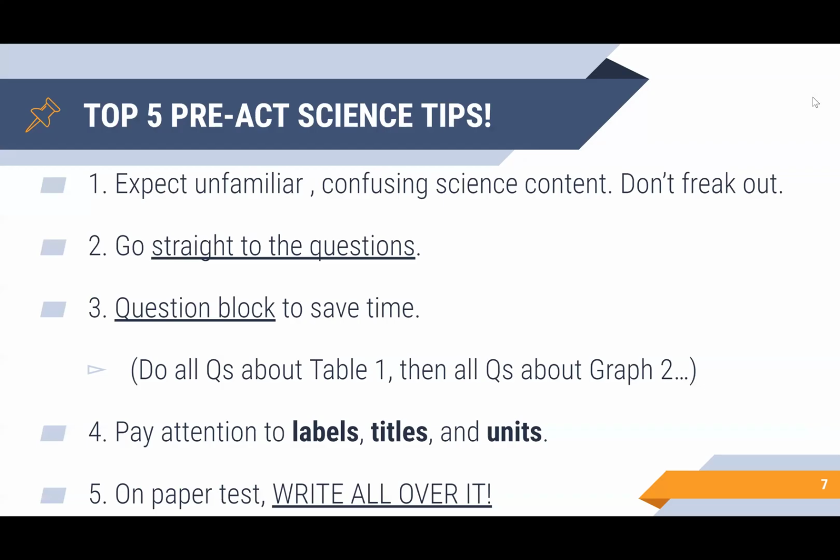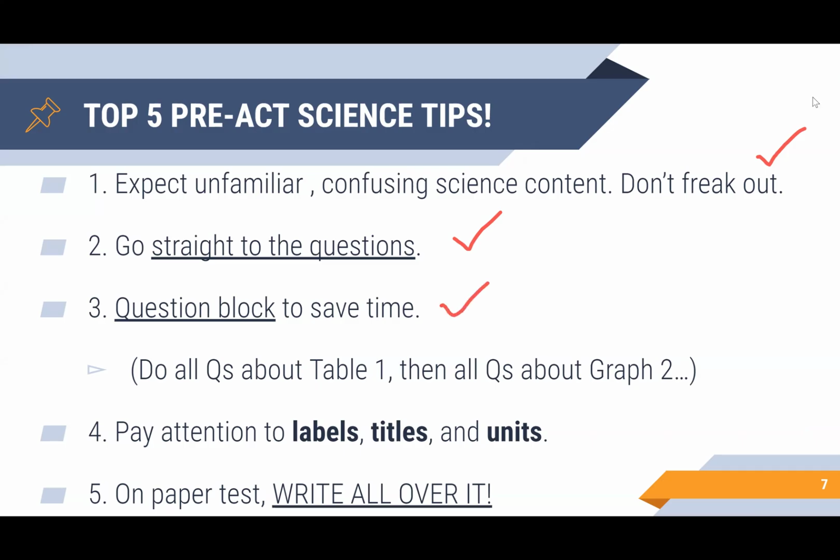All right, lastly, I've got 5 big hot tips for ACT Science. One is expect confusing, unfamiliar science content. It would not be fair if they asked you a physics content question because not everybody takes physics or chem or bio. So it's going to be something you haven't seen before. Don't freak out. Go straight to the questions. I really recommend going straight to the questions. Don't try to read the whole passage. You will run out of time.